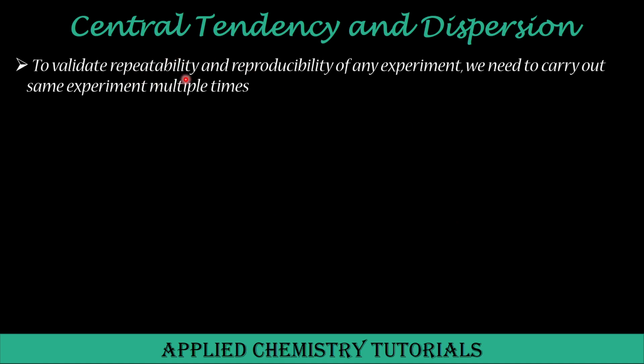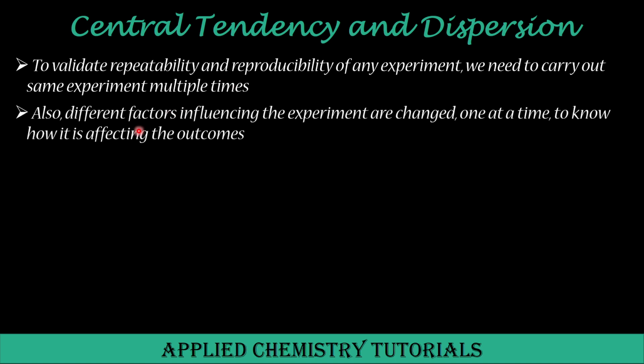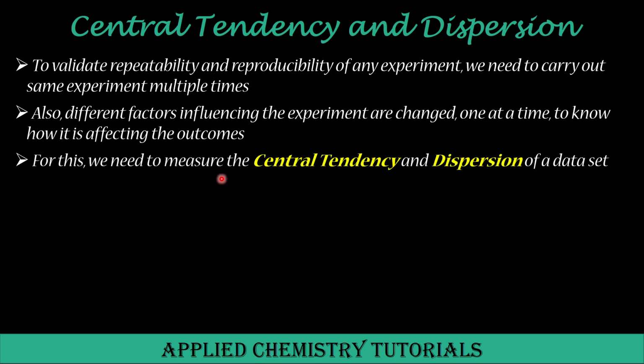So let us talk about the central tendency and dispersion first. To validate repeatability and reproducibility of any experiment, we need to carry out the same experiment multiple times. Also, different factors influencing the experiment are changed one at a time to know how each affects the outcome. So we now have lots of data. For this, we need to measure the central tendency and dispersion of a data set.